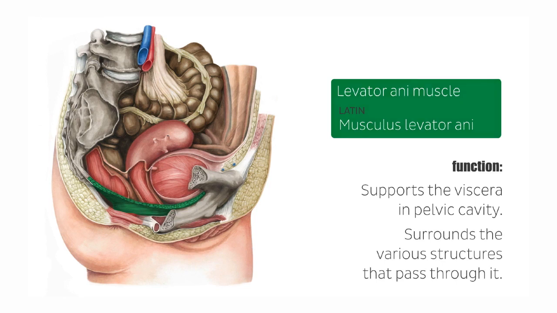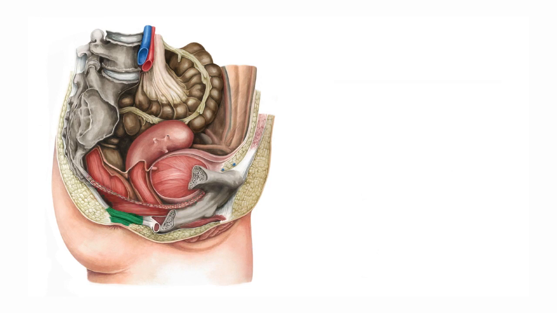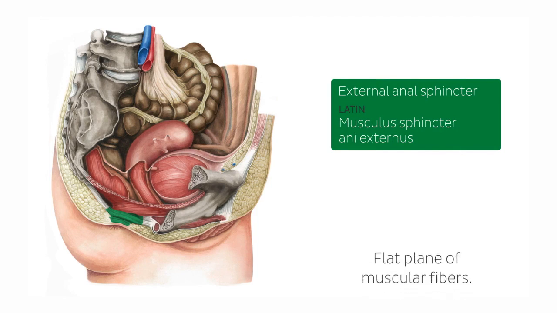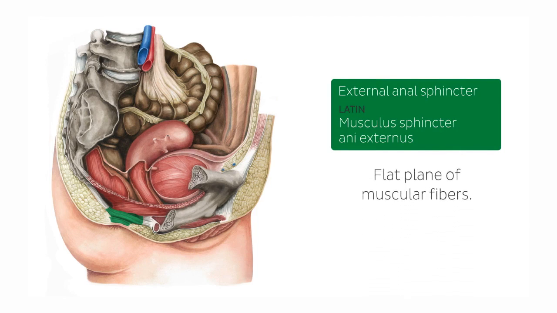We are now ready to move on to the next muscle that you see highlighted, which is known as the external anal sphincter. The external anal sphincter is a flat plane of muscular fibers, elliptical in shape and intimately adherent to the integument surrounding the margin of the anus. It measures about 8 to 10 centimeters in length from its anterior to its posterior extremity, and is about 2.5 centimeters opposite to the anus.